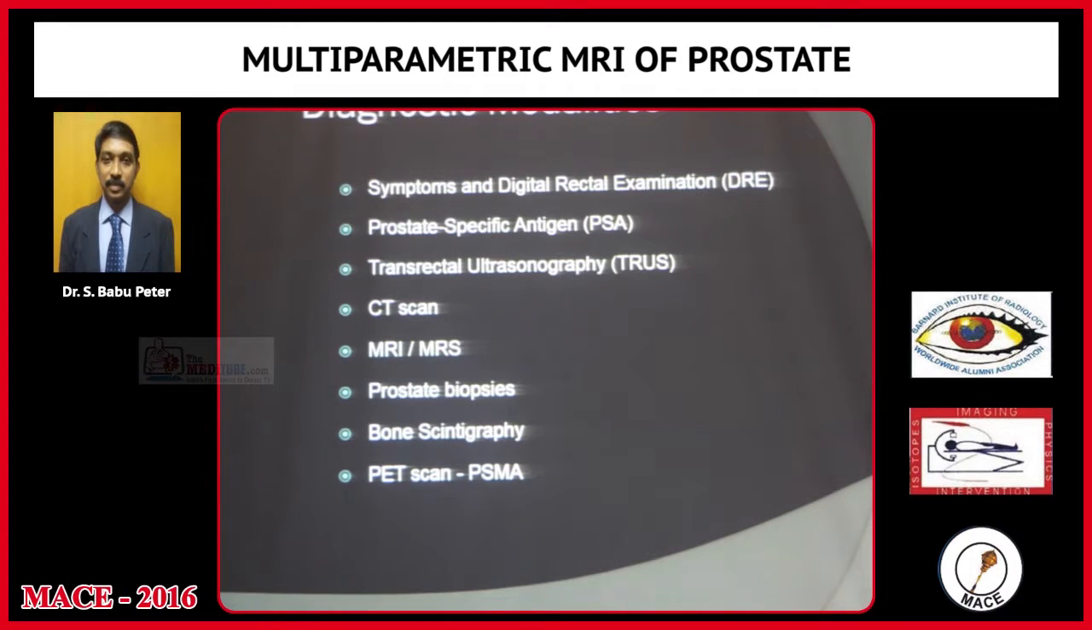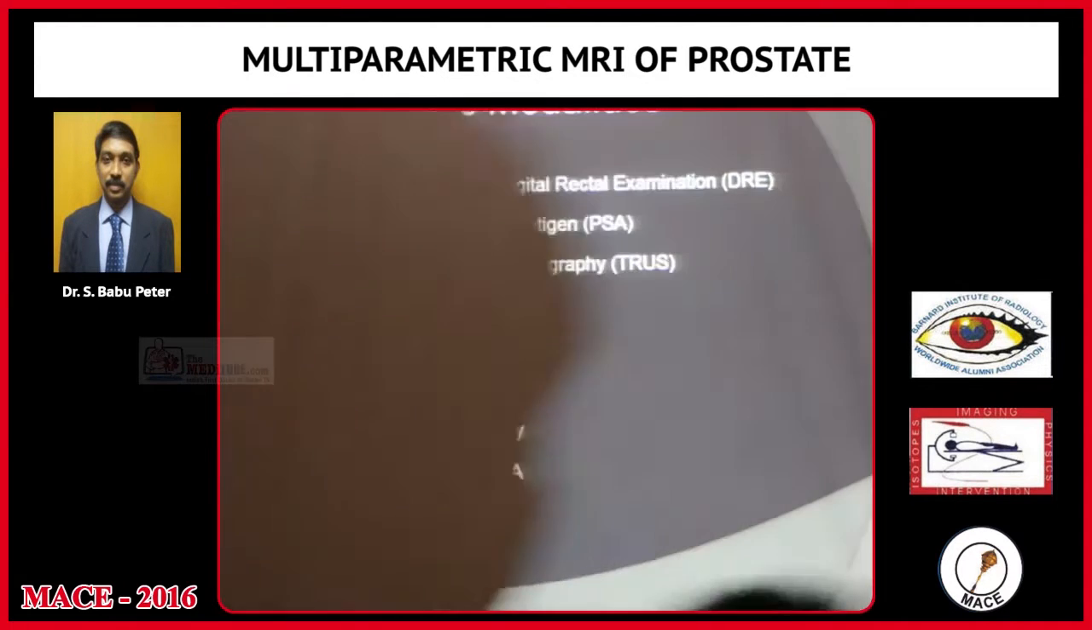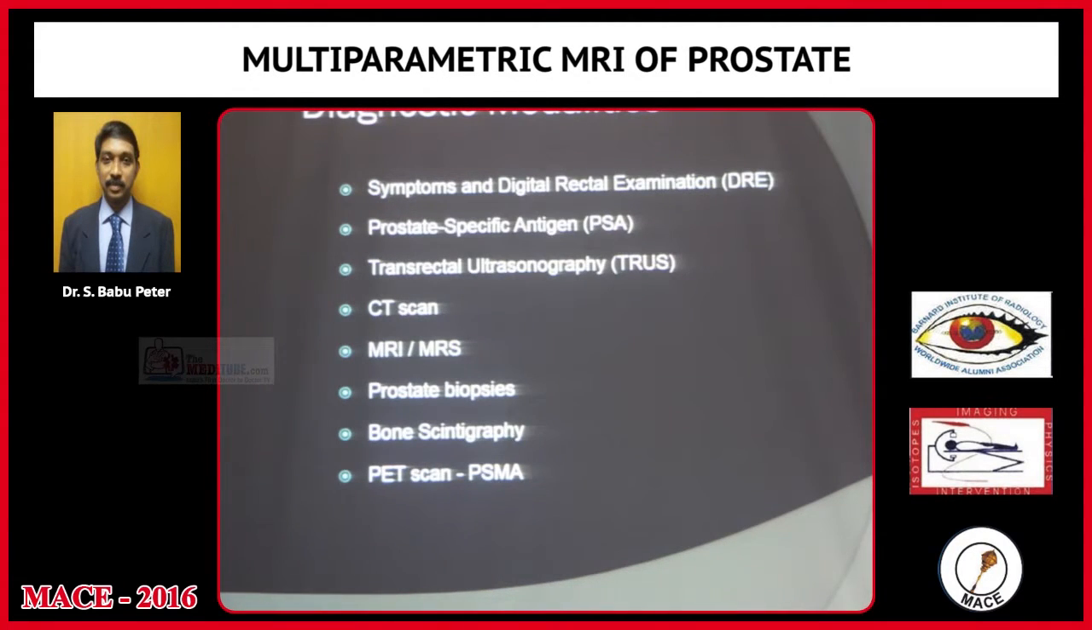So basically, several diagnostic modalities are available for evaluation of prostate. A PSA may be used, a TRUS and a biopsy can be used, a CT scan is available, MRI, bone scintigraphy, a PET scan is there, and now a PSMA scan is also available.